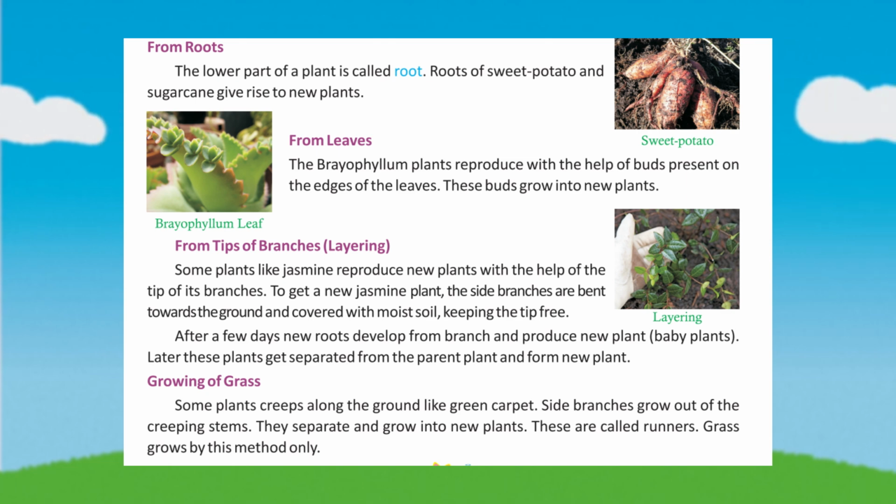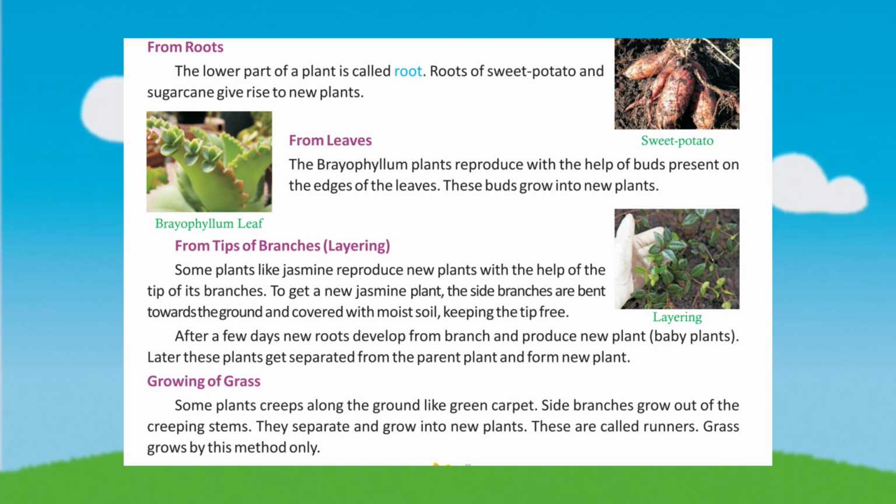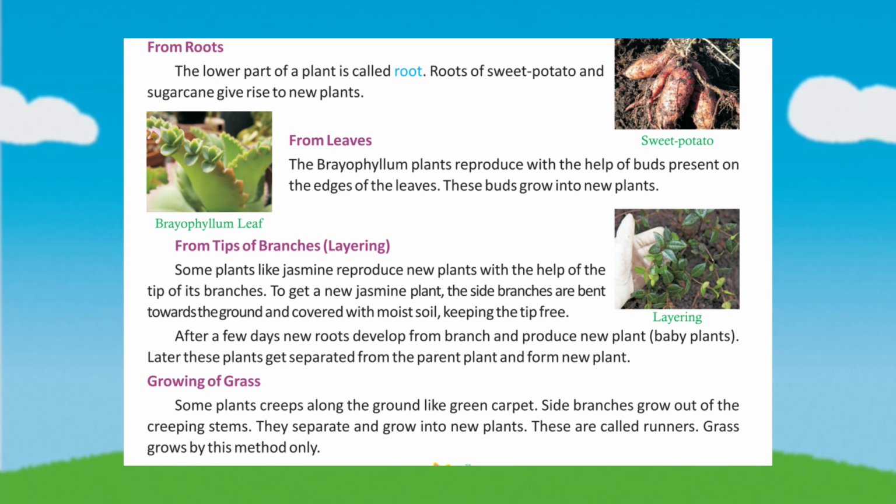From tips of branches, layering. Some plants like jasmine reproduce new plants with the help of the tip of its branches. To get a new jasmine plant, the side branches are bent towards the ground and covered with moist soil, keeping the tip free. After a few days, new roots develop from the branch and produce new plants, baby plants. Later these plants get separated from the parent plant and form new plants.